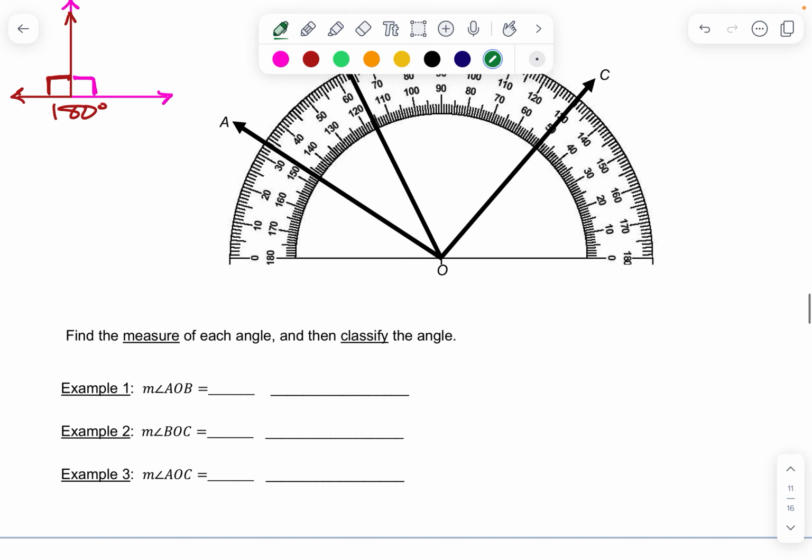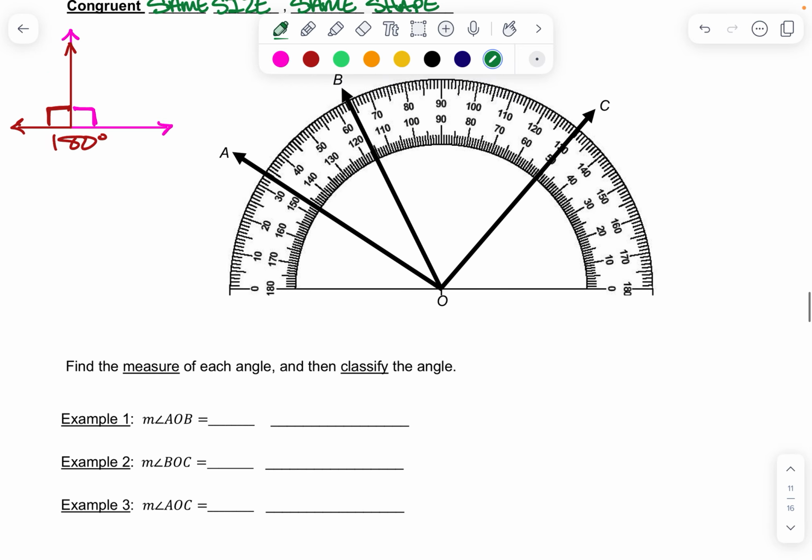All right, so using this protractor here, we were looking for the measures of the angles. I'm going to go kind of quickly through this, but what we did first is we found where each point was, starting at this 0. So we went up to A, and we marked it as 34. We went up to B, we marked it as 64, and then we kept going over to C, and we marked it as 130.